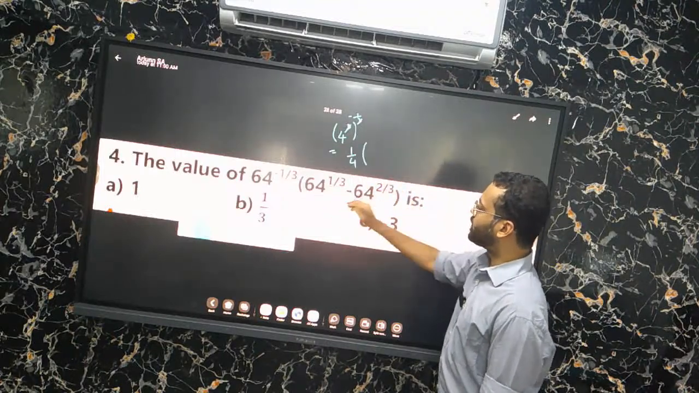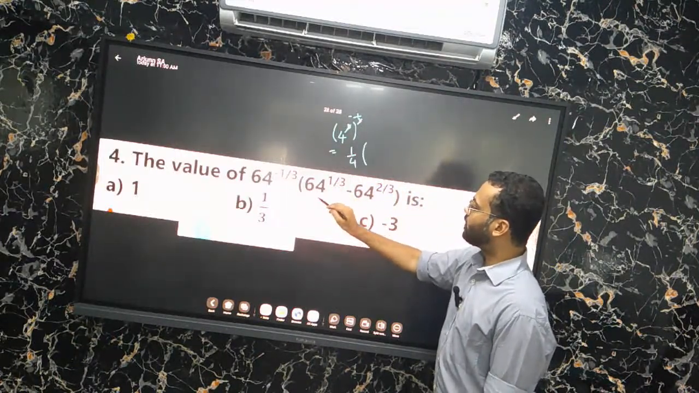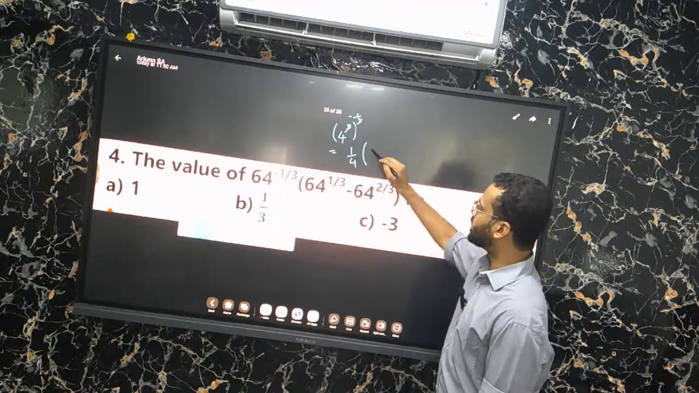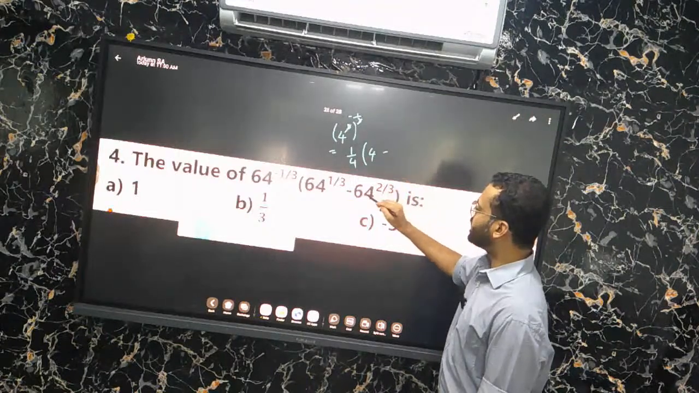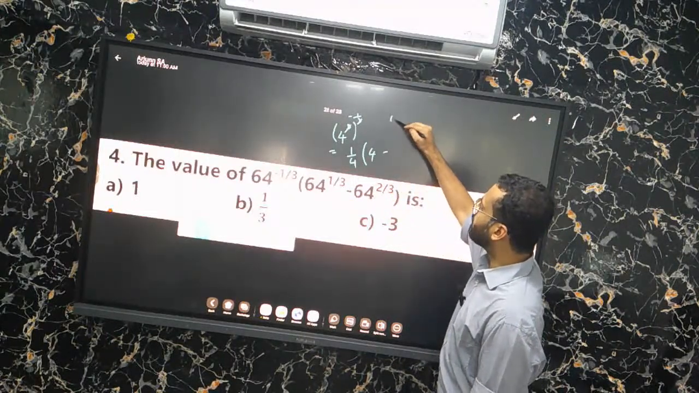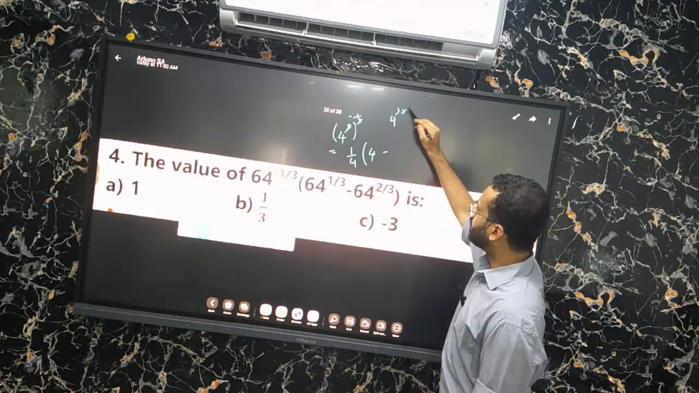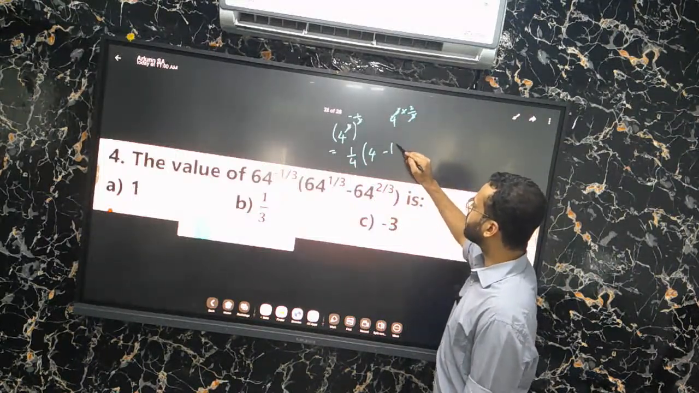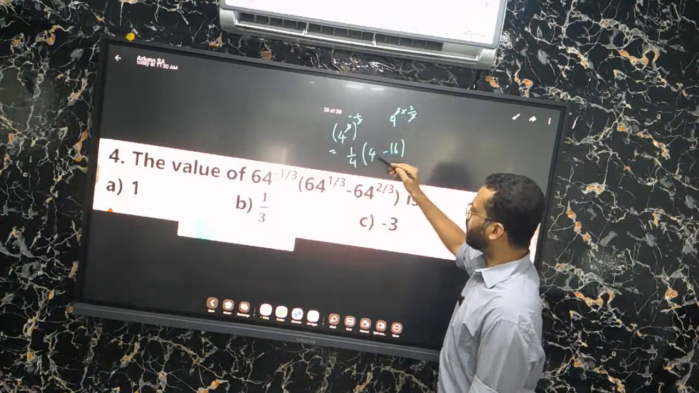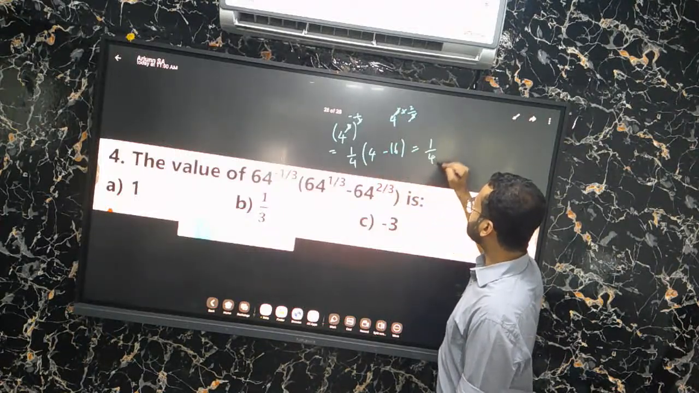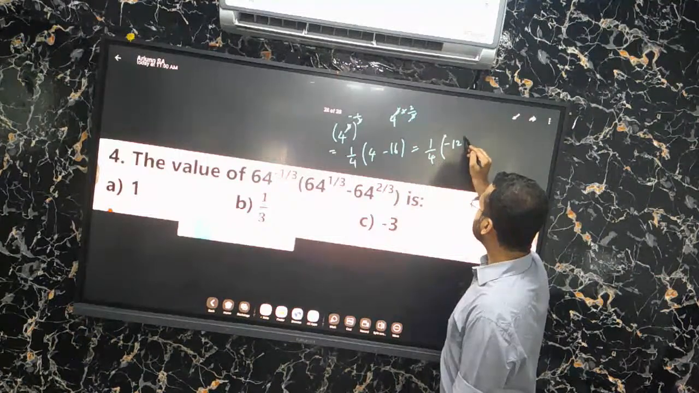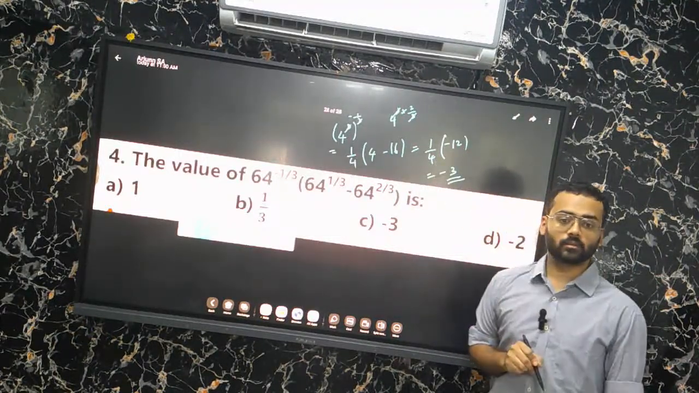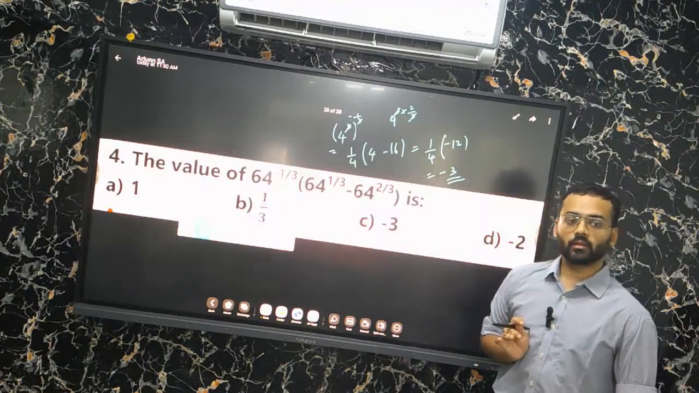Now the bracket, 64 power 1 by 3, that is nothing but 4 cube into 1 by 3. The 3 and 3 will get cancelled out, 4 power 1 is nothing but 4. Minus 64 power 2 by 3, that is nothing but 4 cube into 2 by 3, the 3 and 3 will get cancelled, 4 square is 16. So 1 by 4 into 4 minus 16, that is minus 12. The answer is minus 12. Clear? Everyone got this? Understood?